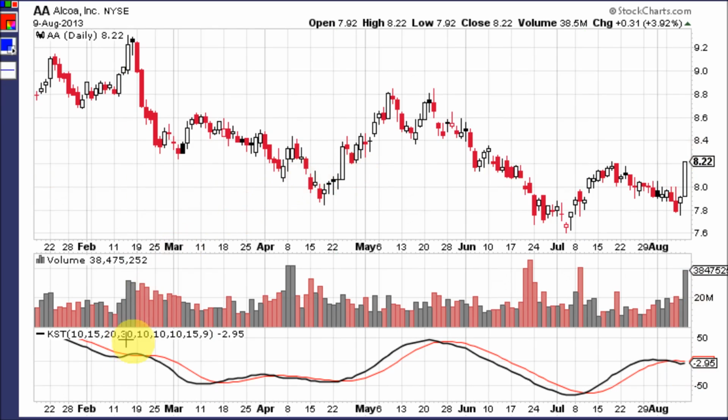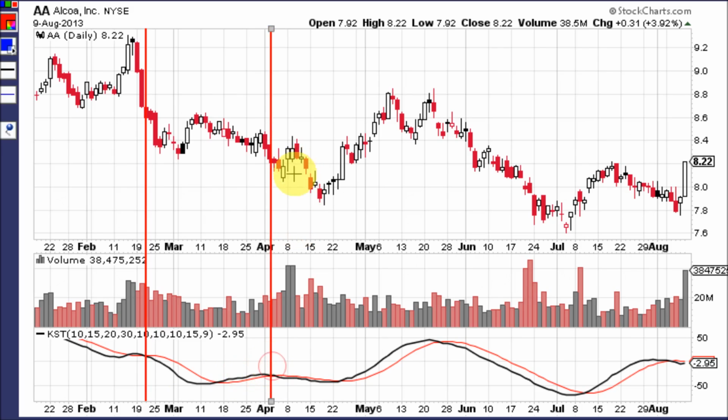Now let's look at the bearish signals KST has given on this chart for AA. Right here it crossed up through the signal line but immediately back down through it. Not sure exactly what happened there, but you could go back, do some fundamental analysis, look at the news, look at the earnings for that particular period. But the stock falls hard. Okay, right here KST crosses up through the signal line but then back down through it, and the stock goes down. Right here is the big one.